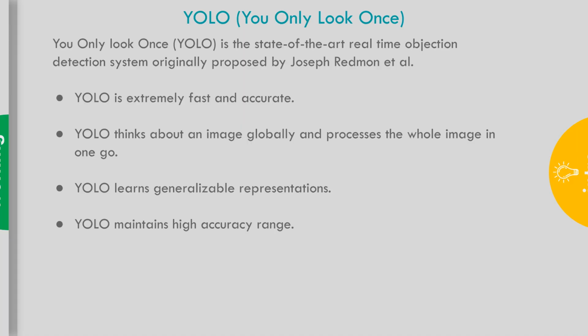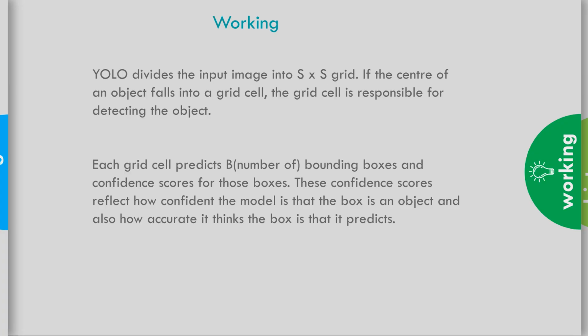Yolo, or You Only Look Once, is a state-of-the-art real-time object detection system. It is known for being extremely fast and accurate, processing the whole image globally in one go and maintaining a high accuracy range. Yolo works by dividing the input image into an S-by-S grid.